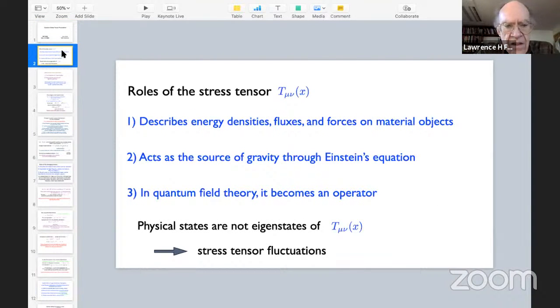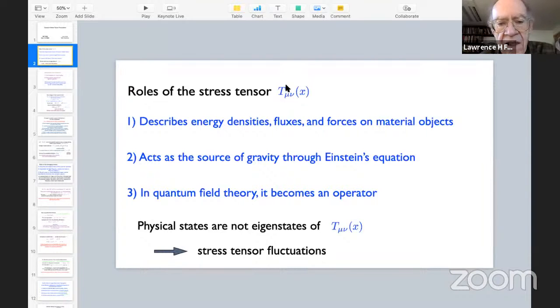So, first, let's talk about the stress tensor in both classical and quantum physics. So, of course, as you know, the stress tensor actually has various roles. It was originally introduced, I think, in the 19th century as a way of describing things like energy densities, fluxes, and especially forces on material objects, that is the Maxwell stress tensor, for example. So the different components, so of course, this is represented as a 4x4 matrix.